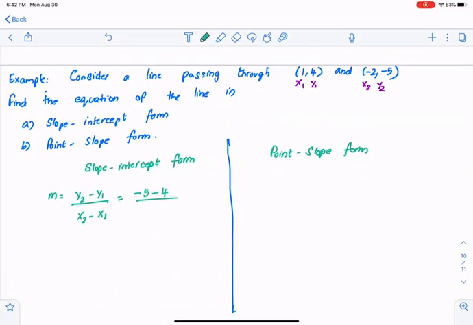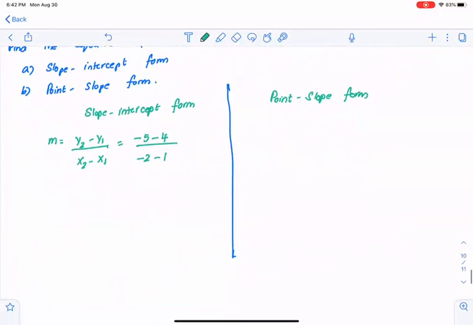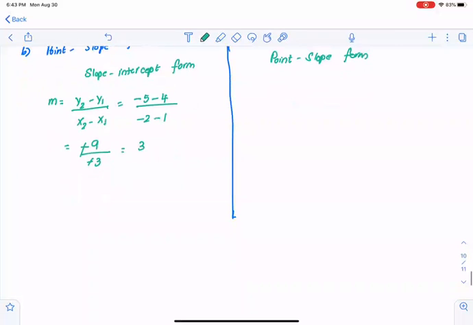divided by x2 minus x1. So I have -5 minus -4, which is -9, divided by -2 minus 1, which is -3. The negatives go away, and 9/3 is simply 3. So we know that the slope is 3.